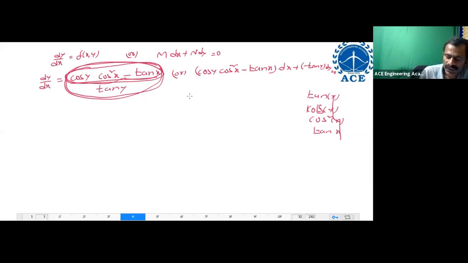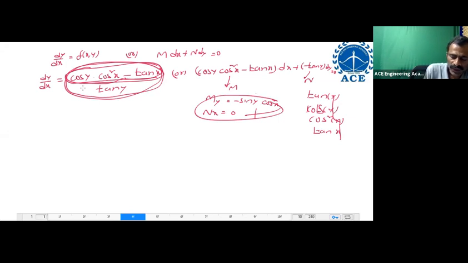Next, we verify the third method condition. According to the third method, dou m by dou y must be the same as dou n by dou x. This is m. This is n. M with respect to y equals minus sin y cos square x, and n with respect to x equals 0. These two are not the same, so not exact. Whenever it is not exact, skip the non-exact method and go directly to the next method, because the next methods are simple methods only. Suppose the next methods, linear and non-linear, are not applicable, then we come back to the non-exact method, which is the last priority.